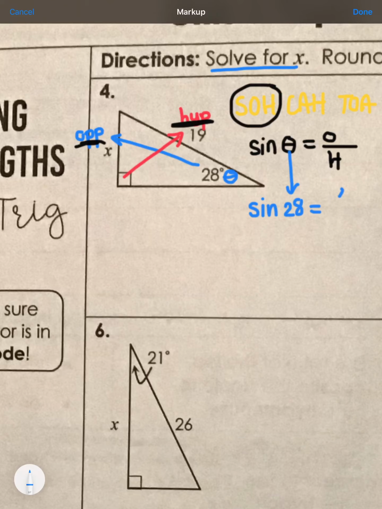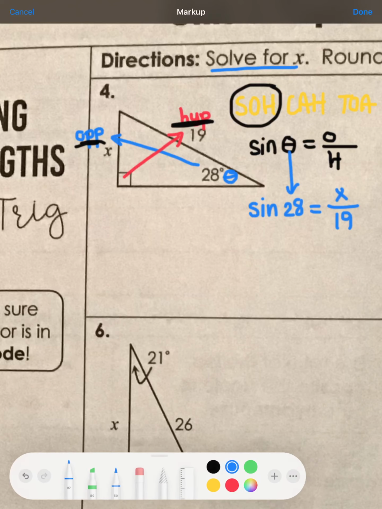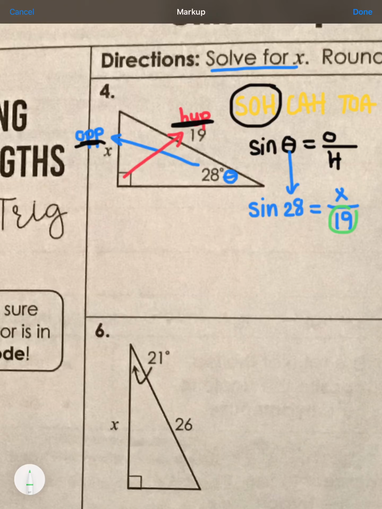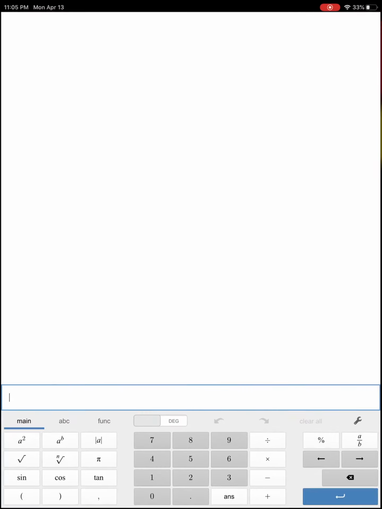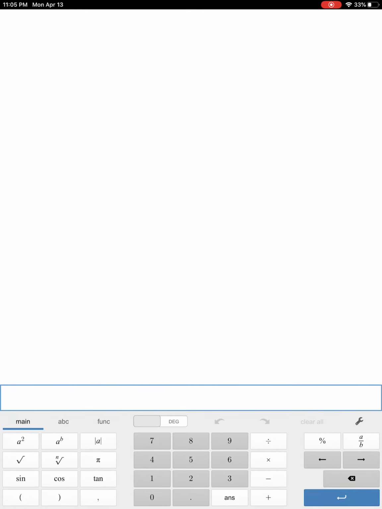And we can fill in what we have. Well, the sine stays there. We have theta is 28 equals the opposite side is x over the hypotenuse, which is 19. Now we have to get x by itself. And to do that, we have to get rid of the 19. So since I'm being divided by 19, I'm going to multiply it by 19. So x equals 19 sine 28.